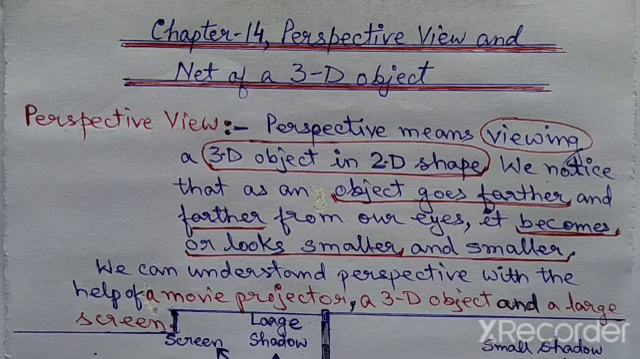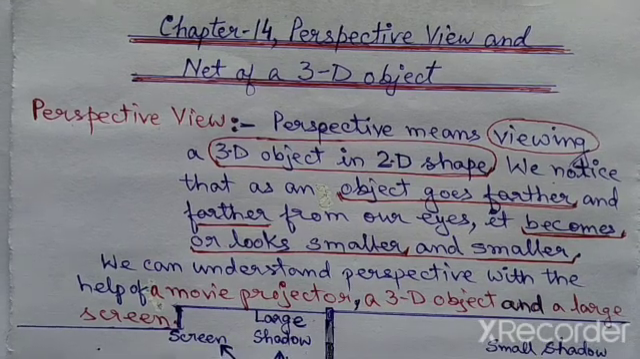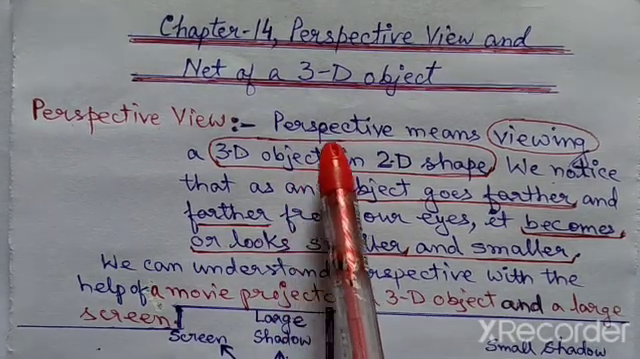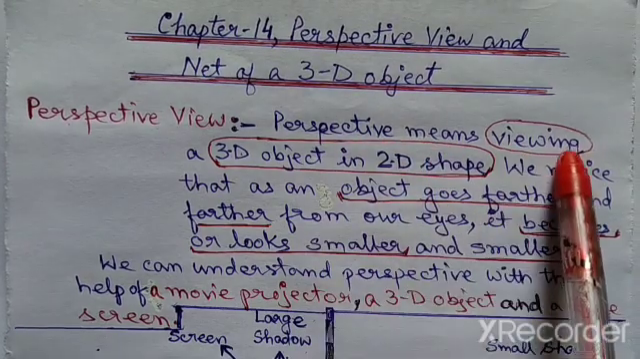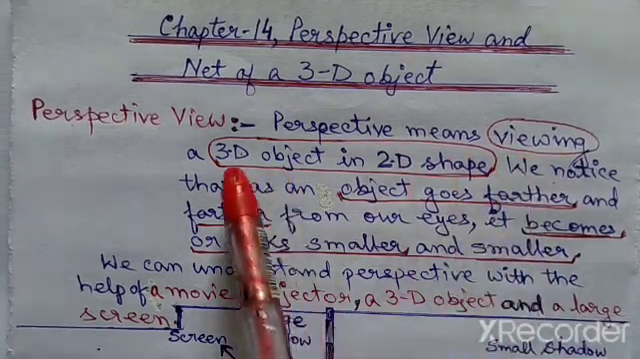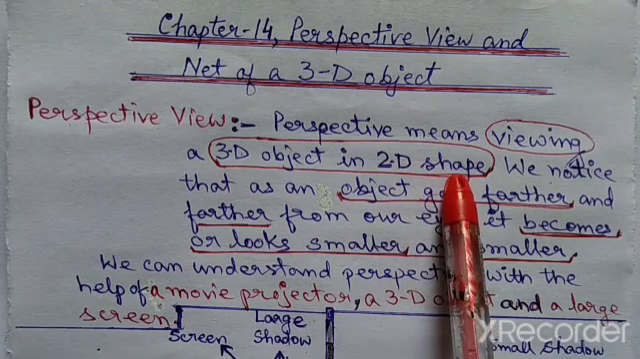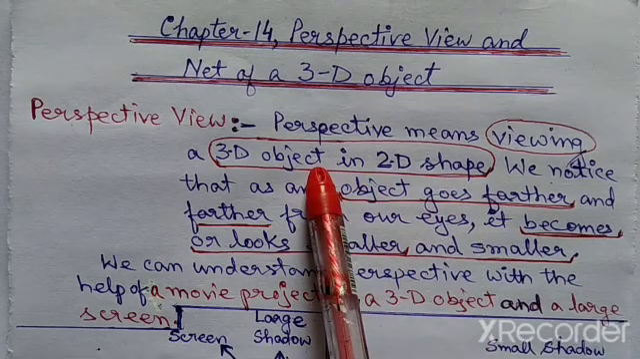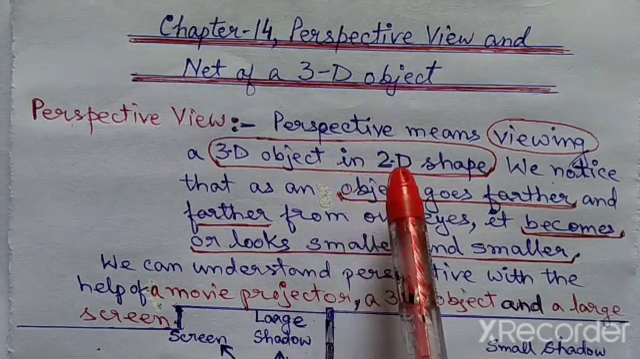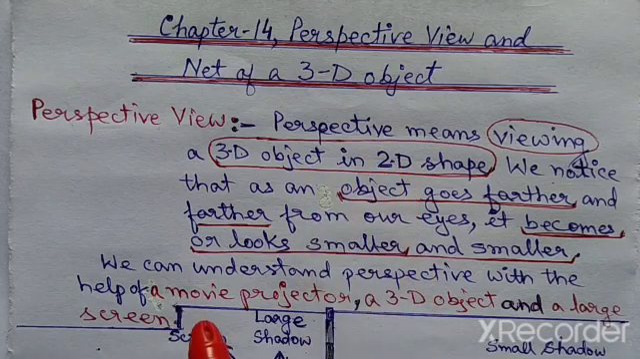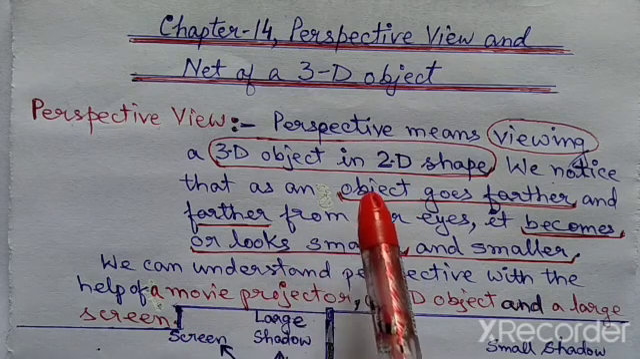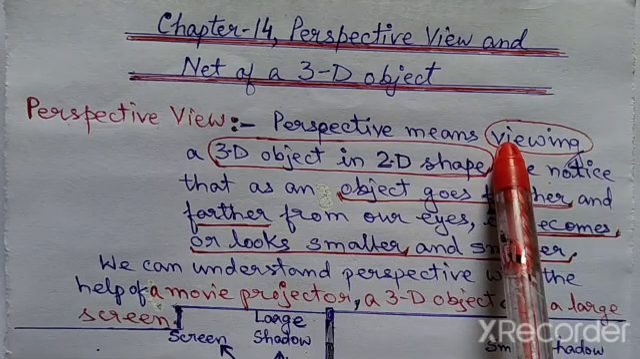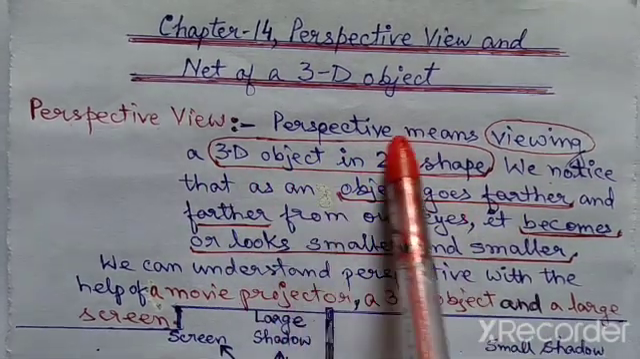Okay children? Now what is the meaning of perspective? Actually, perspective view, just look on the screen children. Perspective means viewing or seeing a 3D object in a 2D shape. Okay children, it means the art of drawing an object so as to give an effect of solidity and relative distance. So children, in simple terms, it means only viewing a 3D object in a 2D shape.